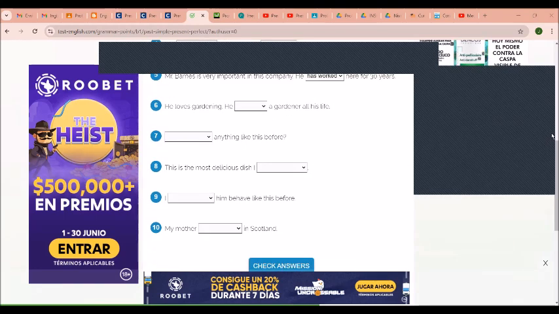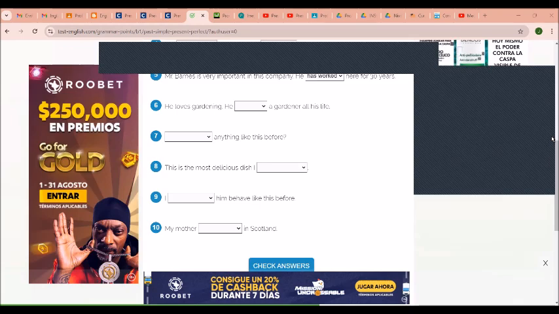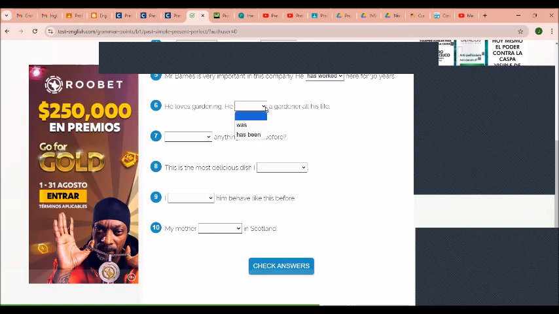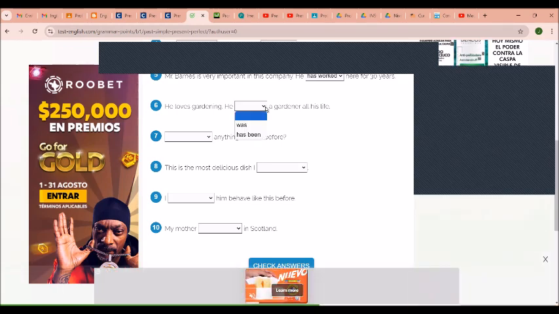Help us here with the next one, Shandy Alejandra. Yes. He loves gardening. He has been a gardener all his life. Good job. That's his occupation. Maybe it's a hobby, but he's probably pretty good at it. All his life tells us it's a long time. Lisette Gutierrez Ramirez.